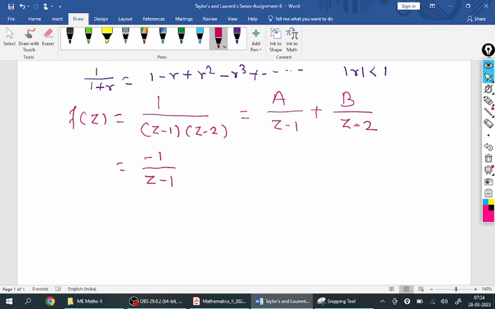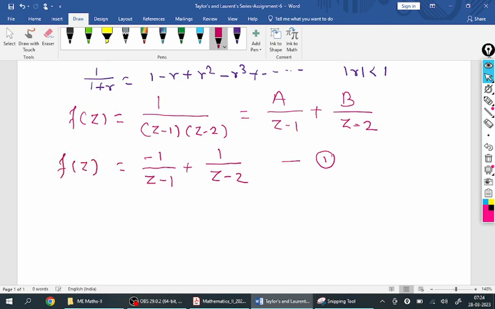Now we replace z by 2 to get the value of b. So 2 minus 1 is plus 1, so 1 upon z minus 2. The value of a is minus 1 and b is 1. This is by partial fraction. Let me give this as equation number 1. So this is our f of z.